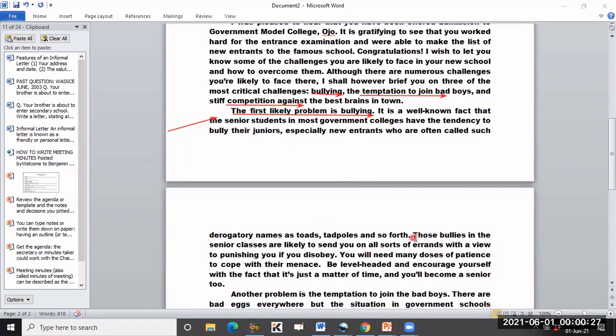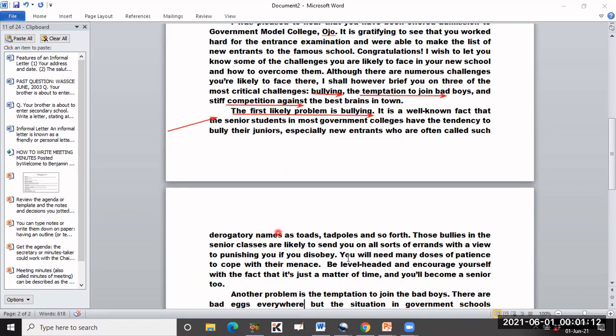Now let's go further. Those bullies in the senior classes are likely to send you on all sorts of errands with a view to punishing you if you disobey. You are explaining the nature of the challenge. Now, you are going to provide a solution. How is he going to overcome this? You will need many doses of patience to cope with their menace. All right? Be level-headed and encourage yourself with the fact that it's just a matter of time and you will become a senior too, or you will become a senior yourself.